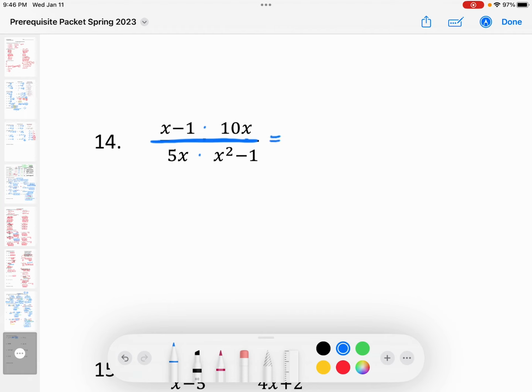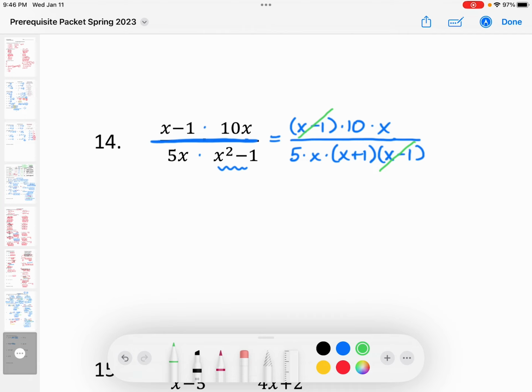What I am noticing is that on the top I've got an x minus 1 times a 10 times an x. I separated those for a reason. Downstairs I have a 5 times an x times this will factor into x plus 1, x minus 1. So that was just multiplying straight across, did a little bit of factoring, and now I can see that I have some cancellations I can do.